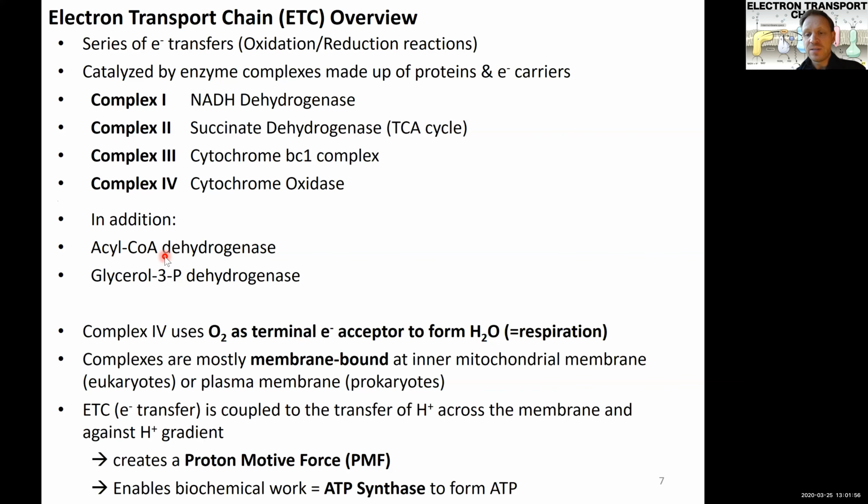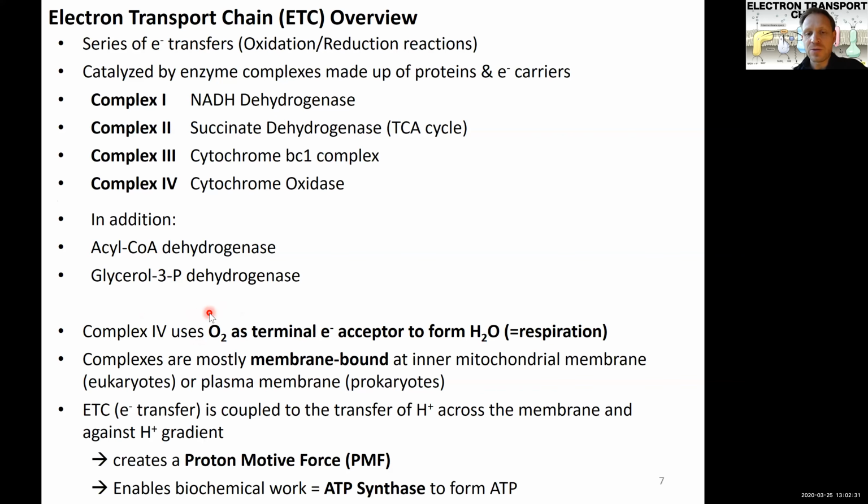And then ultimately, the last complex in the ETC actually is our complex 4 here. What complex 4 does, it actually uses oxygen as the last terminal electron acceptor. And what happens here, upon this reaction, we are generating water, H2O. This is what we call respiration. This is why you have to breathe, why I have to breathe, is to run our ETC, because we need that oxygen that we're breathing in as a terminal electron acceptor. Without oxygen, we cannot do the ETC.